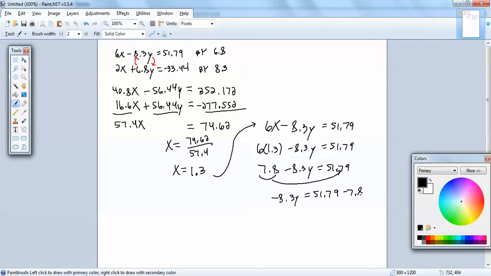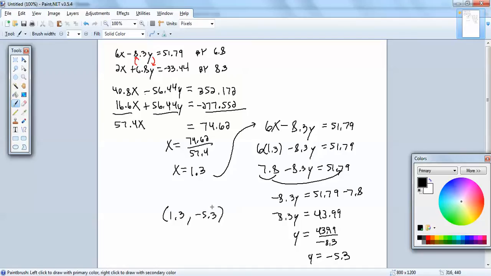51.79 minus 7.8. I hate decimals. Probably wouldn't make a good accountant, I guess. My eyes get off so easy on these. And then divide both sides by negative 8.3, and that gives us negative 5.3. So our answer would be 1.3 and negative 5.3.